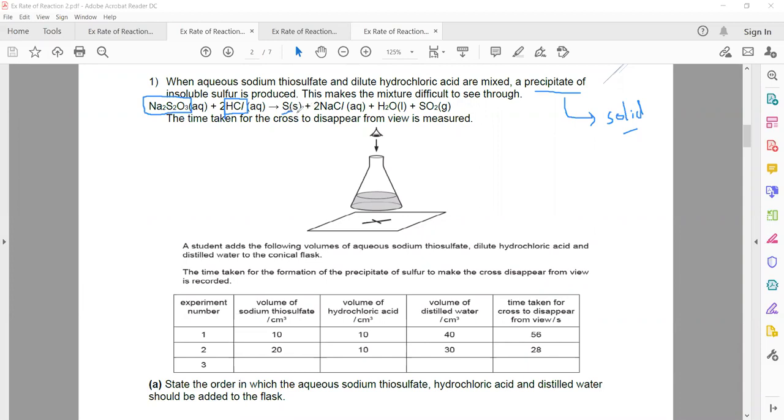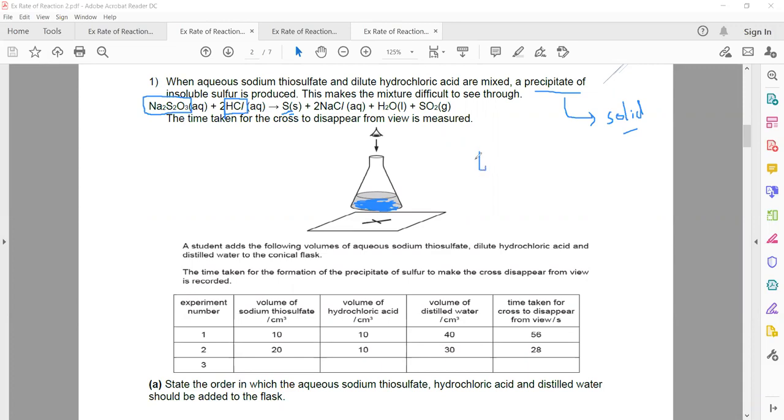So sulfur solid is formed. When the sulfur solid forms, what will happen? If you are looking from the top through this conical flask, as the sulfur starts to form, the cross which is under the conical flask will disappear. Why will it disappear? Because as a precipitate or solid is formed, light is not able to pass through and you're not able to observe the cross through the conical flask.